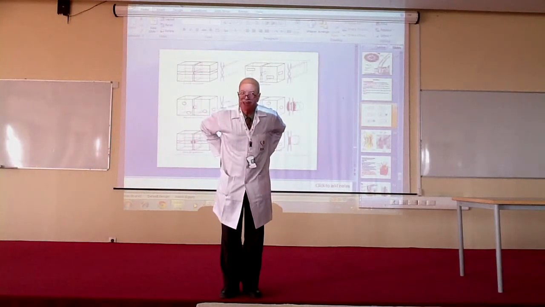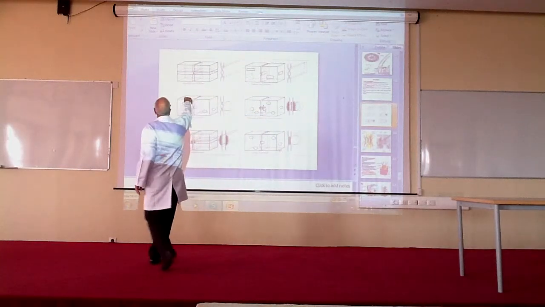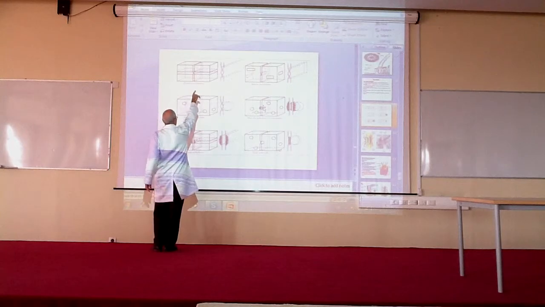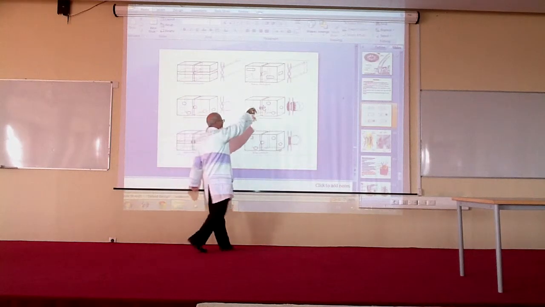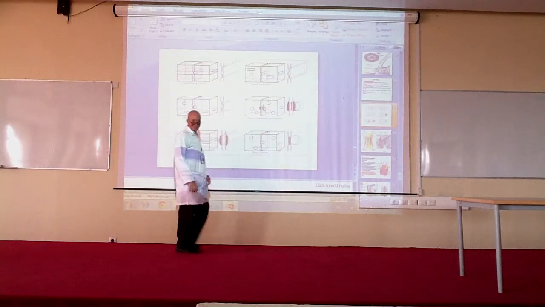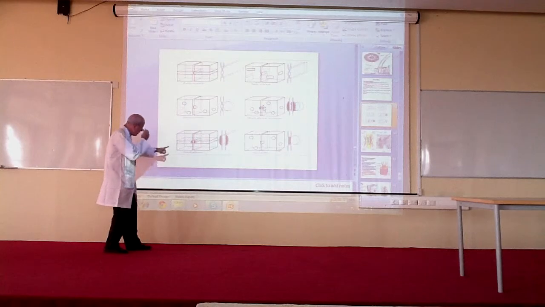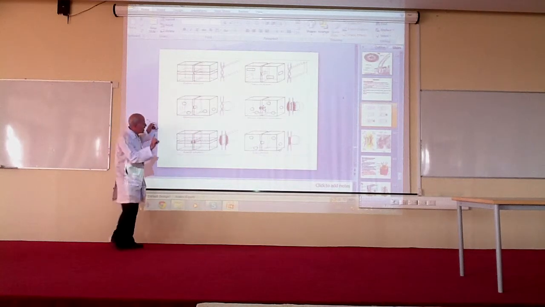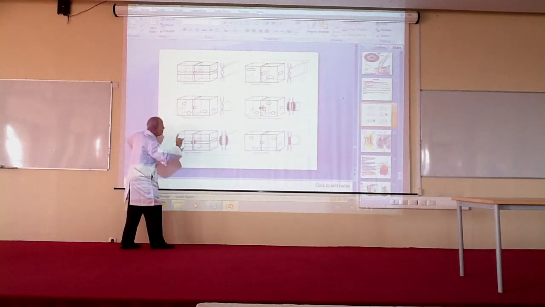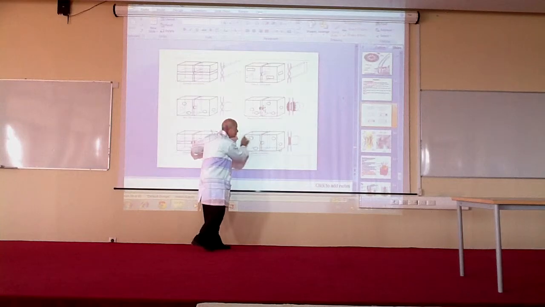But what about the type of the junction? The occludens junction may be in the form of a zonula or a fascia. What about the adherent junction? The adherent junction may be in the form of zonula or macula.